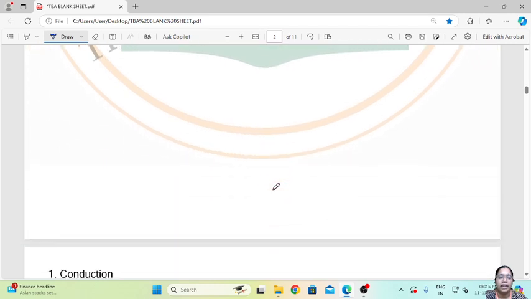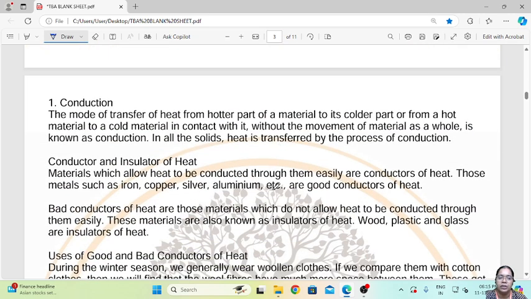The first way we are going to study in today's video is conduction. The mode of transfer of heat from the hotter part of the material to its colder part, or from a hot material to a cold material in contact with it, without the movement of the material as a whole, is known as conduction. So in all solids, heat is transferred by the process of conduction.